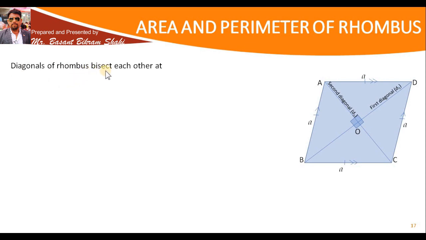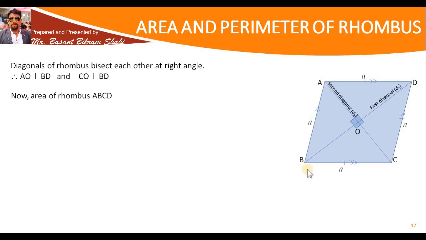Diagonals of a rhombus bisect each other at right angle. Therefore, OA is perpendicular to BD and CO is also perpendicular to BD. Means AO is perpendicular to BD, because this is 90 degree, and CO is perpendicular to BD because these two angles are also 90 degree.